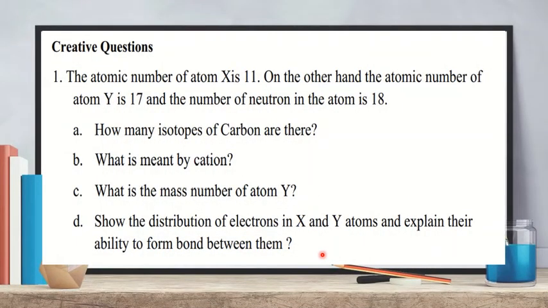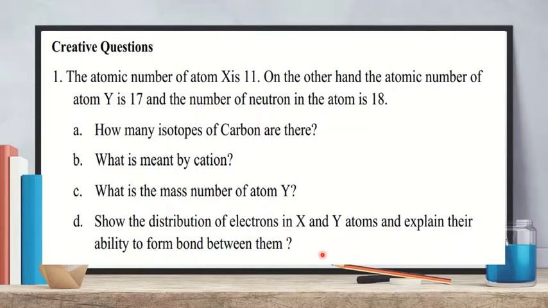Now come to the creative questions. Question number 1: the atomic number of atom X is 11. On the other hand, the atomic number of atom Y is 17 and the number of neutrons in the atom is 18. Dear students, there are two atoms X and Y. The atomic number of X is 11 and the atomic number of Y is 17. So X is sodium and Y is chlorine because the atomic number of sodium is 11 and chlorine is 17.